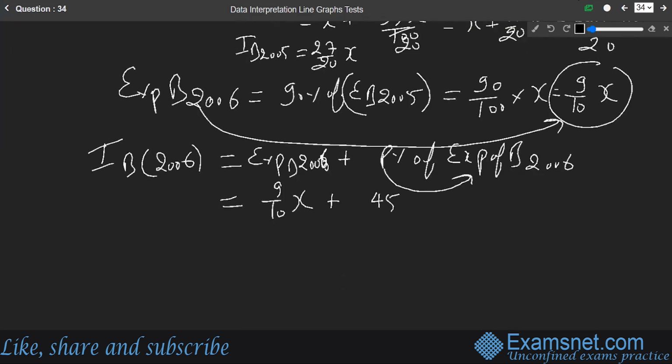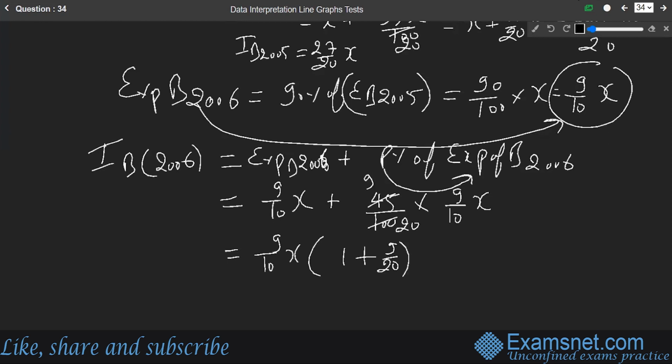So profit percent is 45%. Clearly we'll write 45 by 100 of expenditure of B in 2006, which is 9 by 10x. If we solve this further, we can take 9 by 10x common. So it remains 1 plus 45 by 100, which can be cancelled as 5 into 9 and 5 into 20. So 1 plus 9 over 20. If we solve this further, this is consolidately coming as 261 by 200x. That is the income of B in 2006.